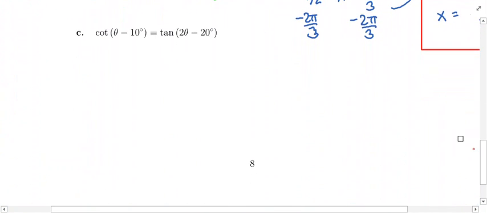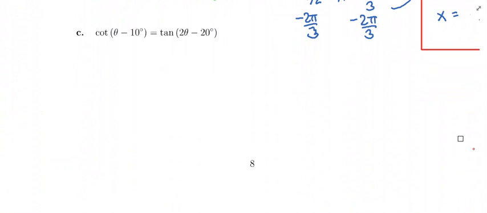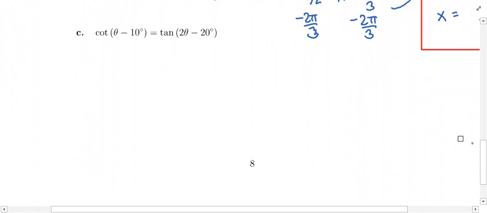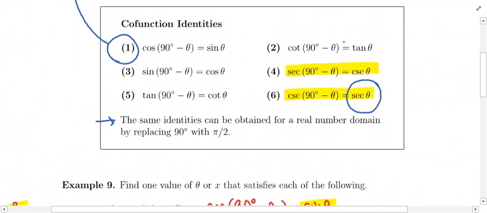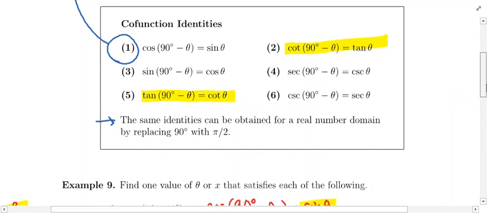Both of the arguments here are complicated. You've got theta minus 10 degrees. You've got 2 theta minus 20 degrees. So it's not as easy, okay? So yes, we're going to have to go to a cofunction identity and match it up. We need one of the equations that relates tangent and cotangent. So it's either going to be number 5 or number 2, okay?